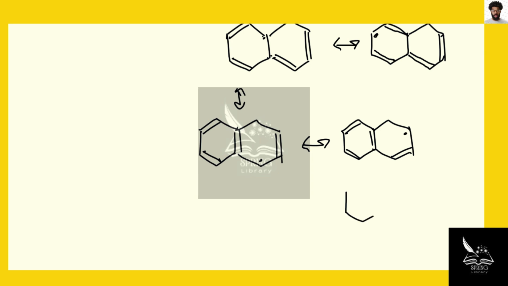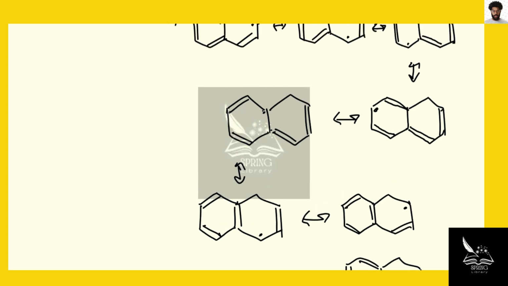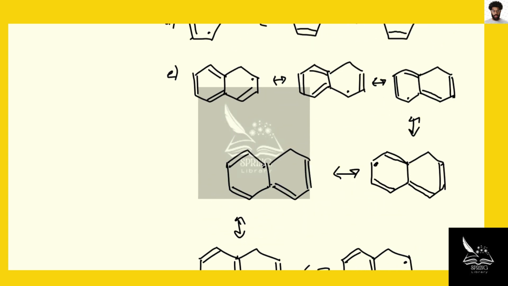This is very similar to the original structure. I'll draw the original structure again. We'll notice that the only difference is how we've drawn the double bonds in the left half of the ring. But it is technically a different resonance structure. Yeah, so these would be 1, 2, 3, 4, 5, 6, 7, all 7 of them.